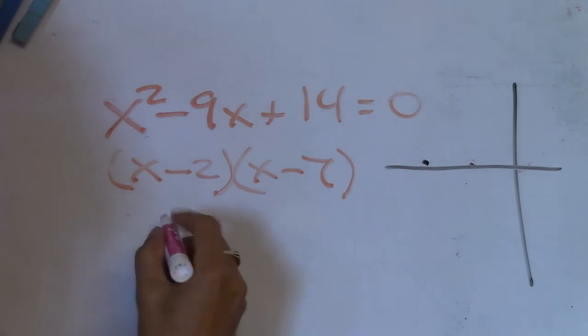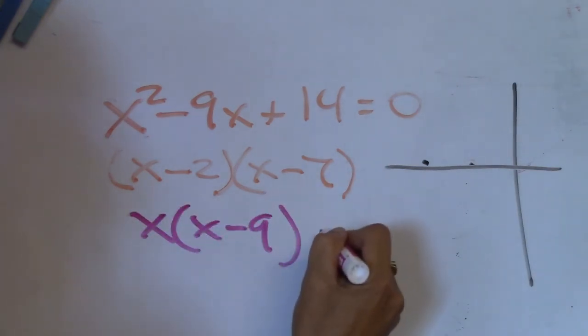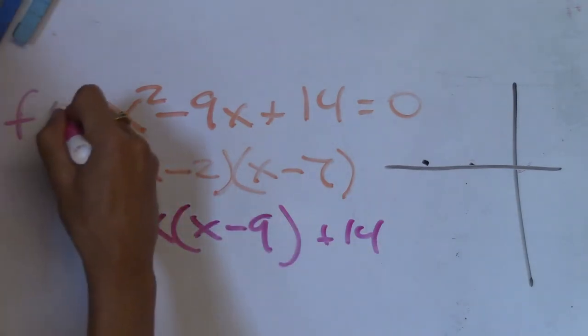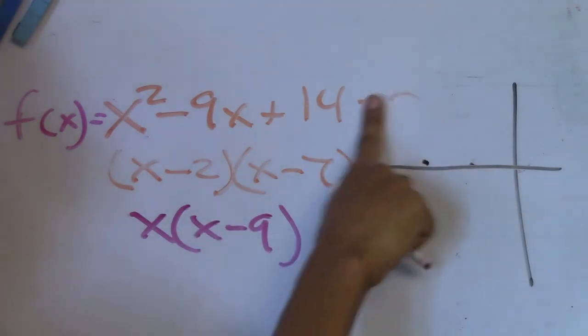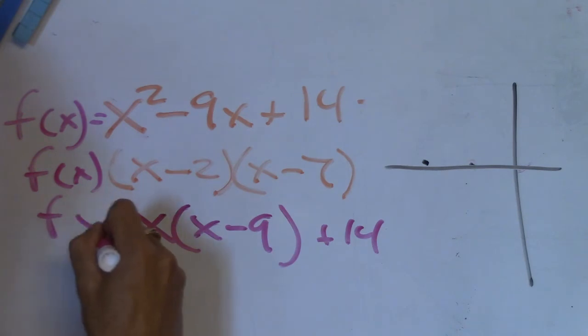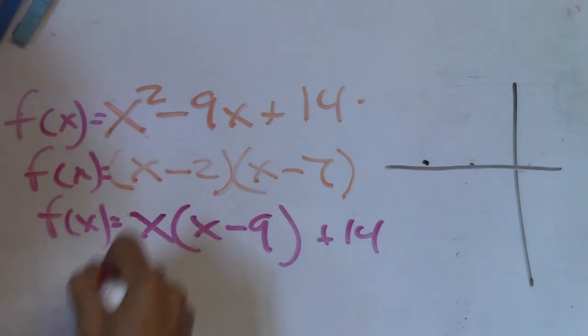Yep, so then I'm going to have x times x minus 9 plus 14, which will give me, this is f of x. Get rid of that for a second. This is still f of x, just written a different way, right? Gives me an equal sign.